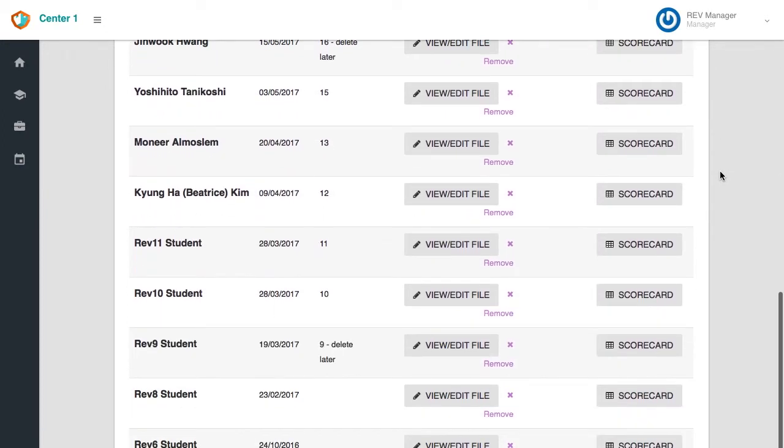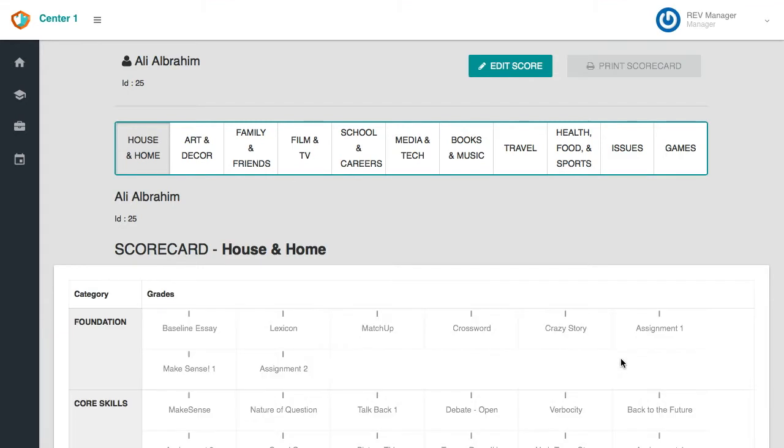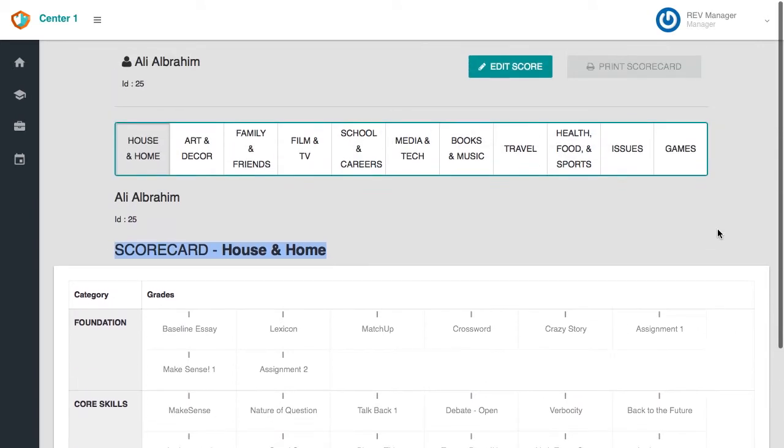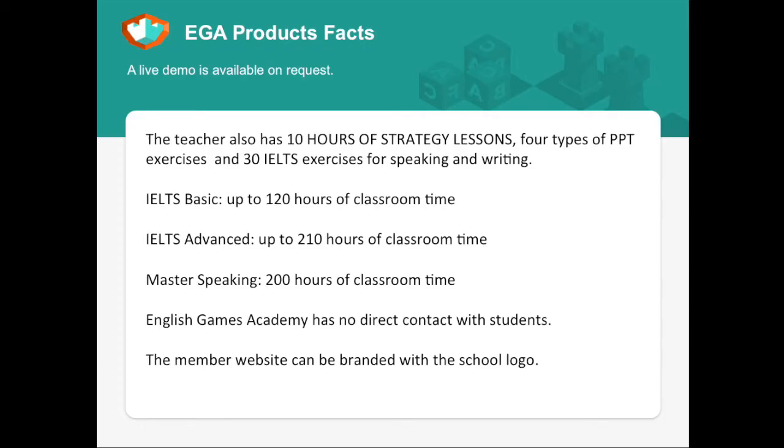The student scorecards. Many scores are sent automatically by the system. Others are graded by the teacher, and grades are entered here, such as for debates, presentation assignments, and essays. The Manager app shows all the current sessions in the center, all the students, and the available virtual seats in each session. In the future, it will also provide some descriptive statistics.